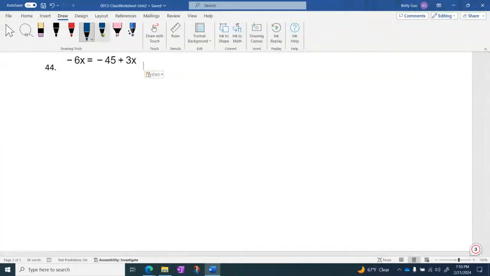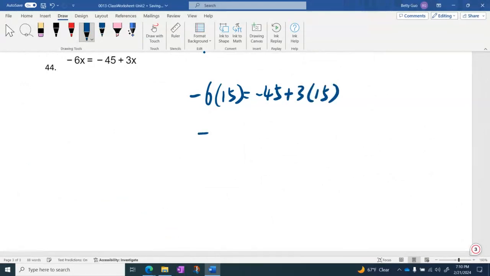Let's try to plug in. Negative 6 times 15 equals negative 45 plus 3 times 15. Negative 90 equals negative 45 plus 45, 0 on the right side, negative 90 on the left side. So 15 is not a solution. You said a 5 in the beginning. What happened to the 5? Plug in 5. You know you are able to double check your answer yourself.